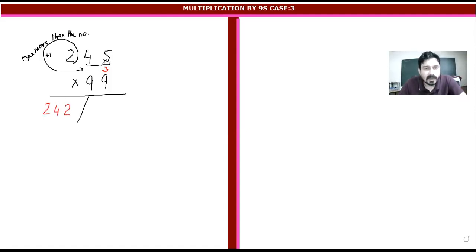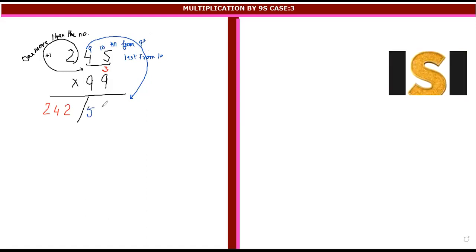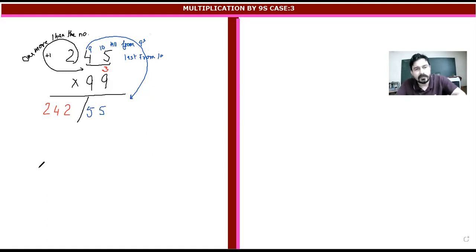For RHS, we will apply all from 9 last from 10, which you already know, to only those many digits as there are nines. Here there are two nines. So we will apply all from 9 last from 10 to only two digits. 9 minus 4 is 5. 10 minus 5 is 5. So our answer is 24255.